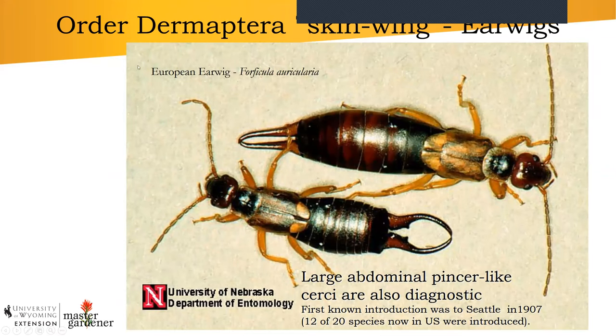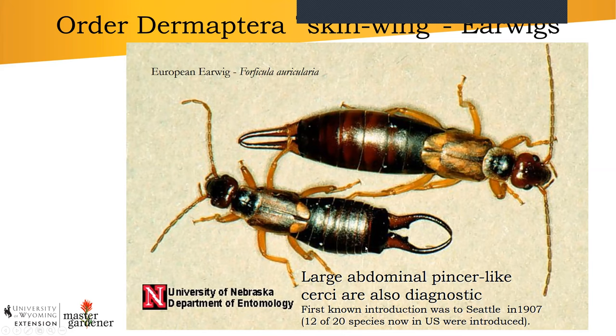The order Dermaptera, so again, skin wing is what that refers to. The whole order has a common name of earwigs. Our most common and probably problematic one that we have is an introduced species called the European earwig. Here is a female and a male.